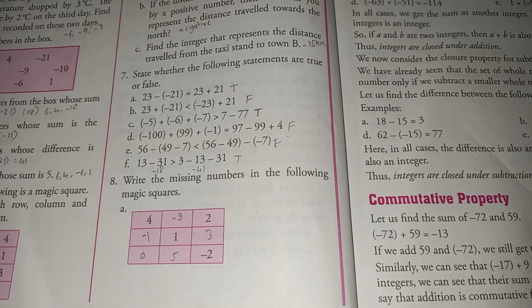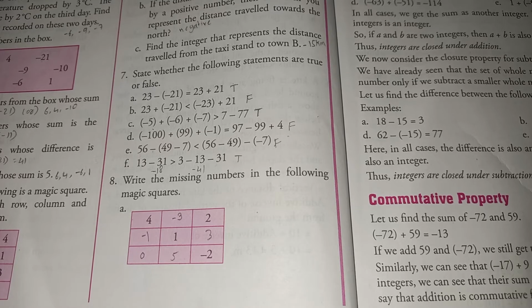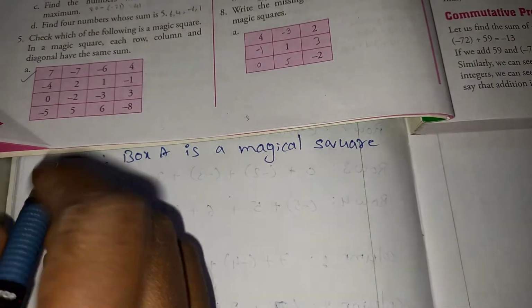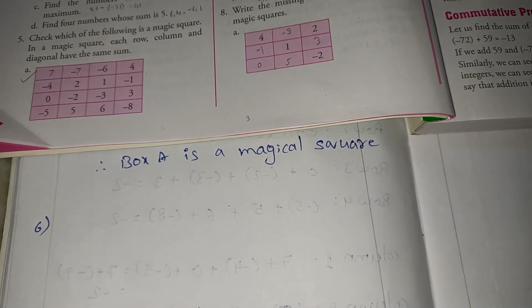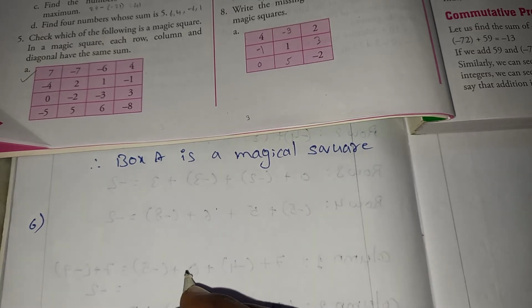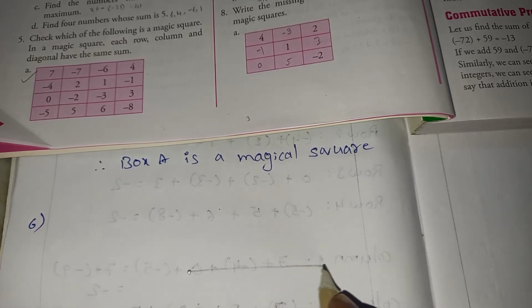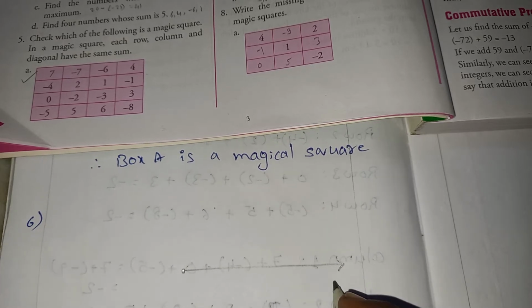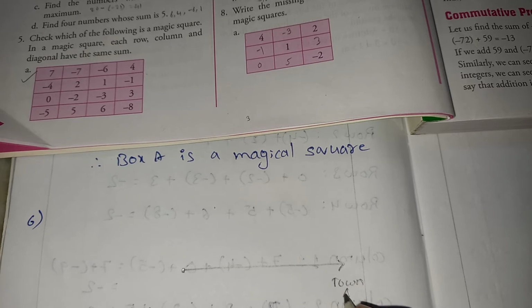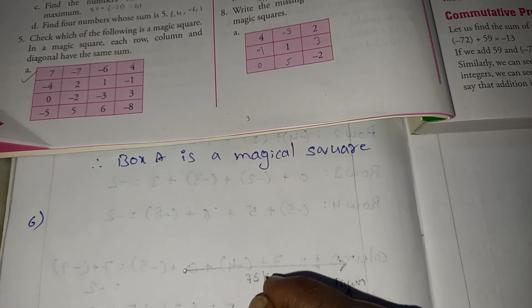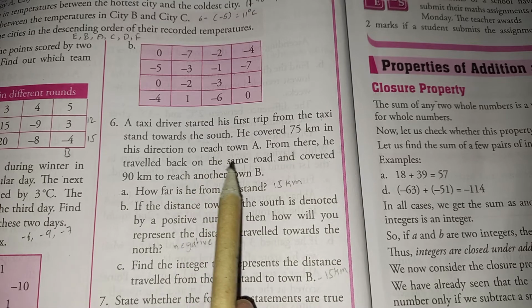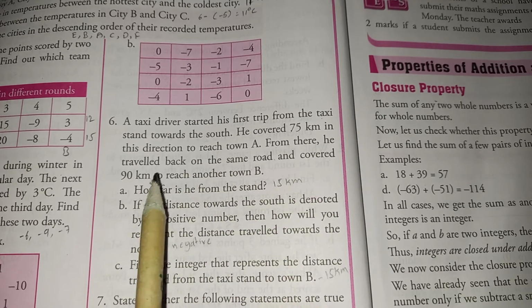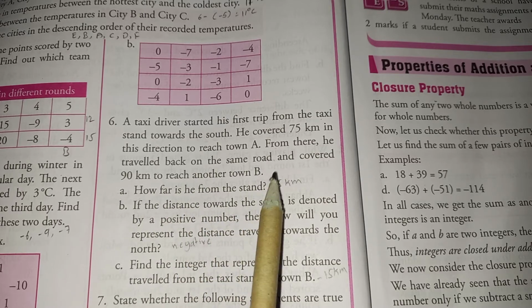If you represent anything in a diagrammatic way, it will be very easy for you. Okay. Now what we are doing? Sixth question. So what they said, the taxi driver started his trip from the taxi stand towards a south direction, and he reached town A at 75 kilometers. That is the question. Next, from there he travelled back on the same road and covered 90 kilometers to reach another town B.